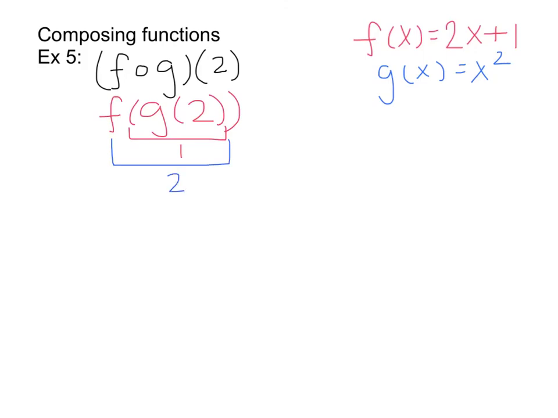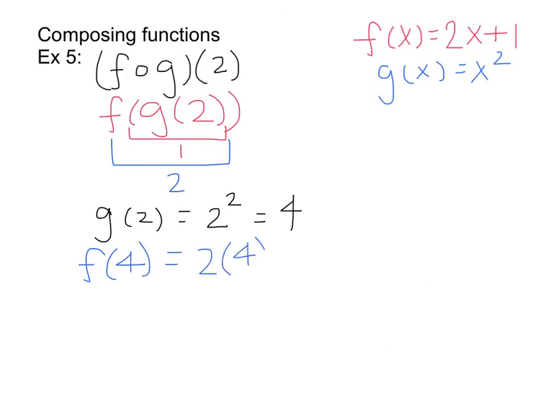So we're going to start with the first part, g of 2. So I have 2 in for x, 2 squared equals 4. So now I'm going to do f of 4. So I have 2 times 4 plus 1. 2 times 4 is 8. Plus 1 is 9. So your answer is just the number 9.